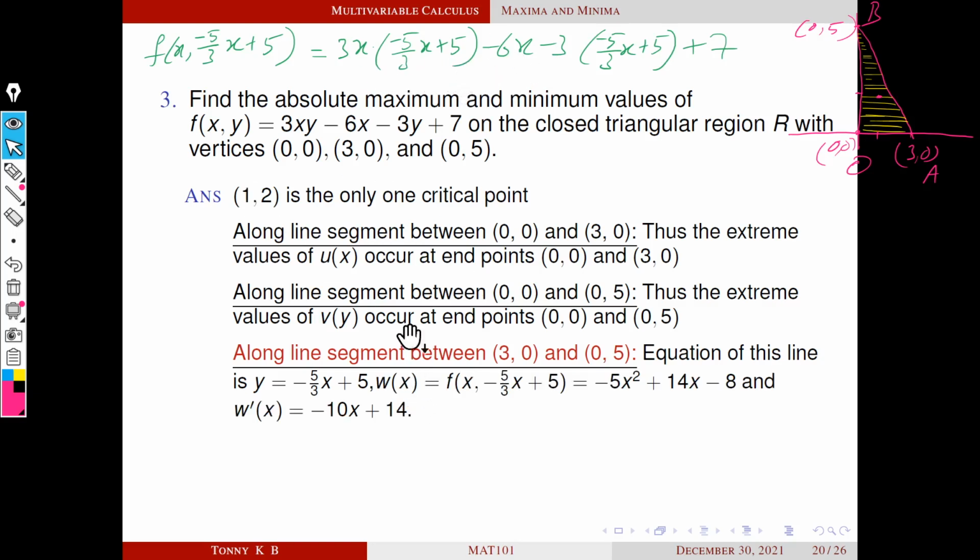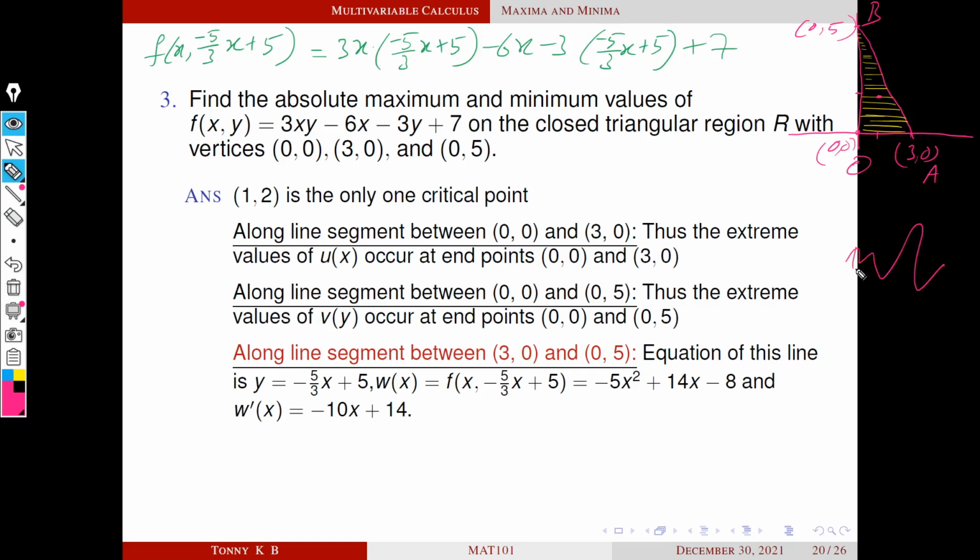Okay, let it be w of x because it's a function of x alone, so we can take it as w of x. W of x is equal to minus 5x square plus 14x minus 8. And it is clear that above the line segment AB, our surface is not a straight line, it's a curve. It may be like this, whatever it may be.